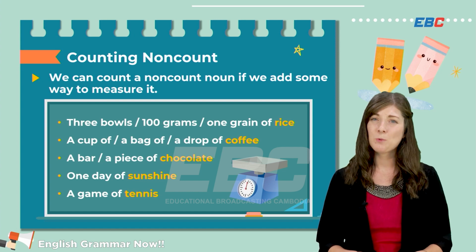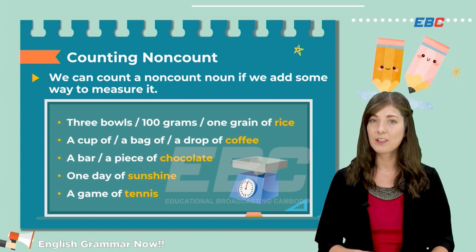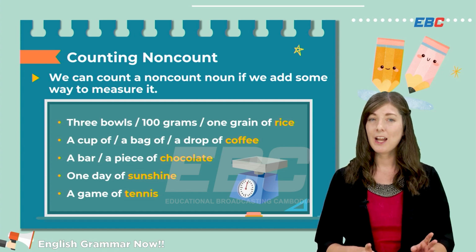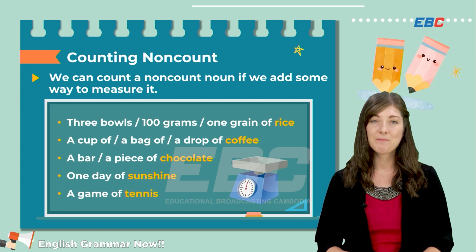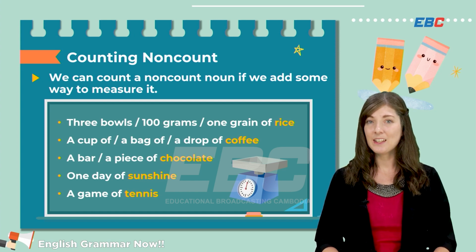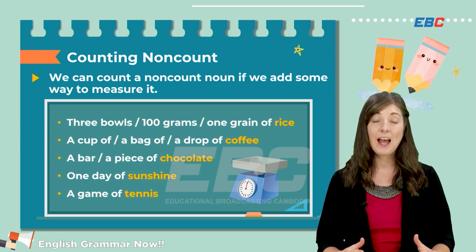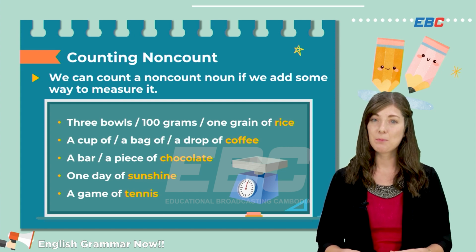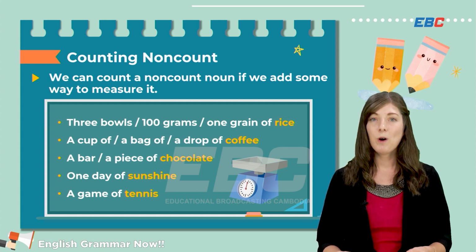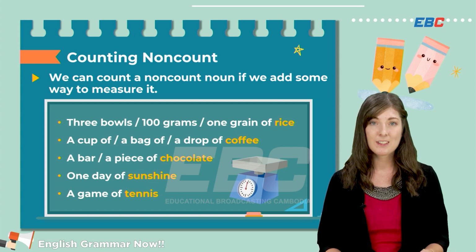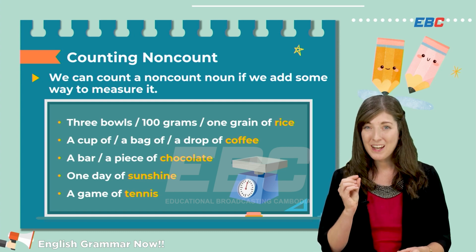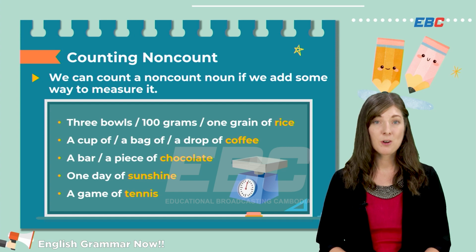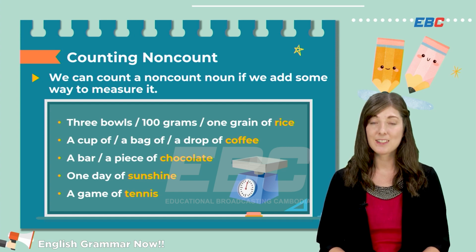Now, there is a way to count a non-count noun, but we have to add some extra words in. We can add in a way of measuring how much of that non-count noun. For example, you could measure rice by saying 3 bowls of rice, 100 grams of rice, or 1 grain of rice. Those are all ways that you could measure rice.